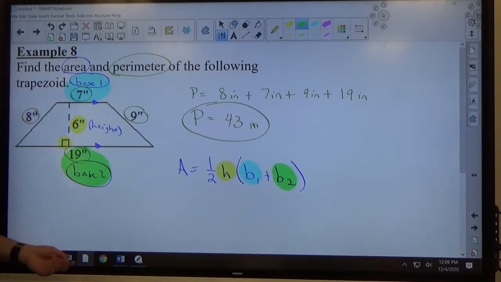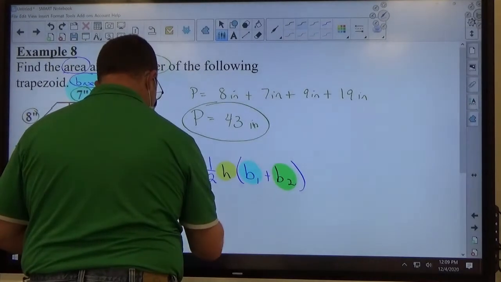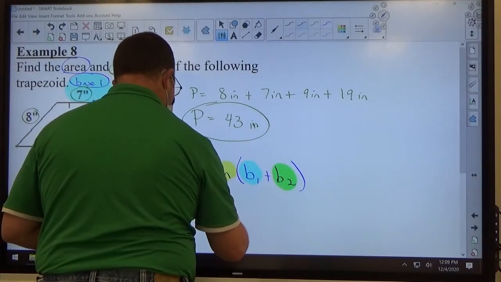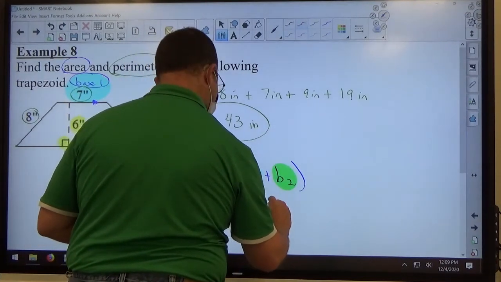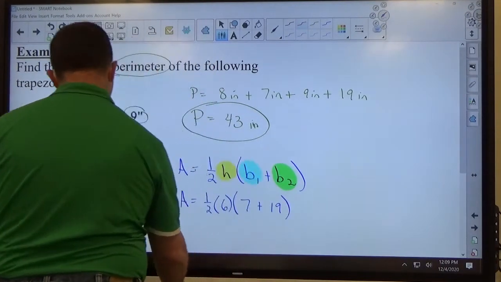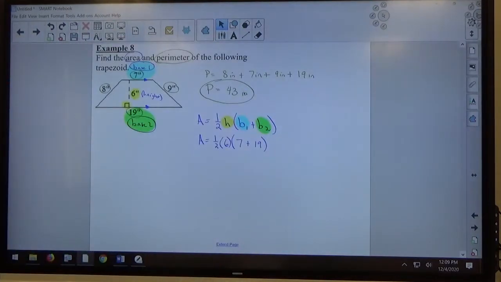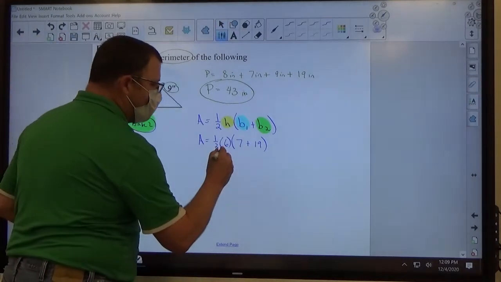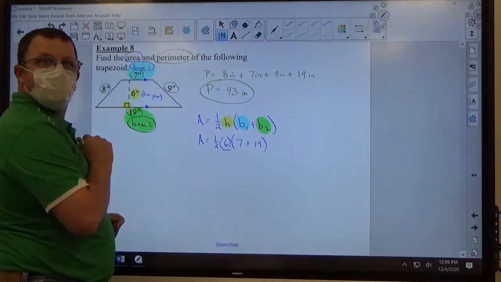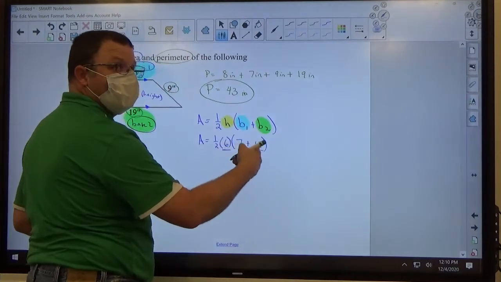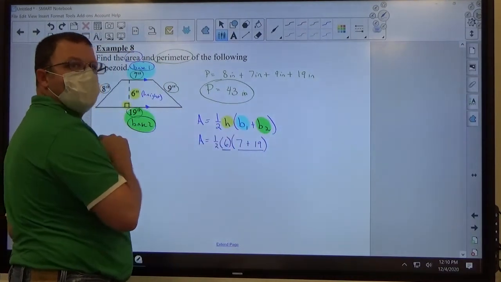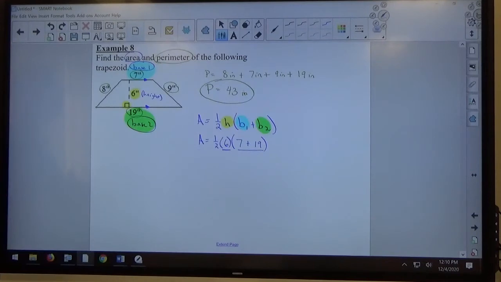Okay, so if I fill in what I know in this problem, 1/2 is just 1/2. Height is 6. Base 1 is 7, and base 2 is 19. There's my area formula being implemented. Quick note on units. The unit of 6 is 6 inches, right? 7 inches and 19 inches get added together to make 26 inches. Inches times inches becomes inches squared. So again, area should be a square unit when you're doing these problems.